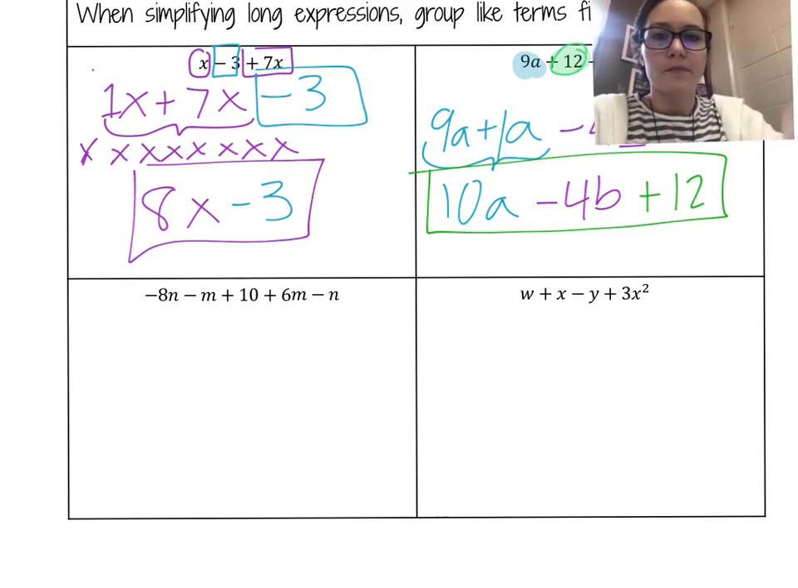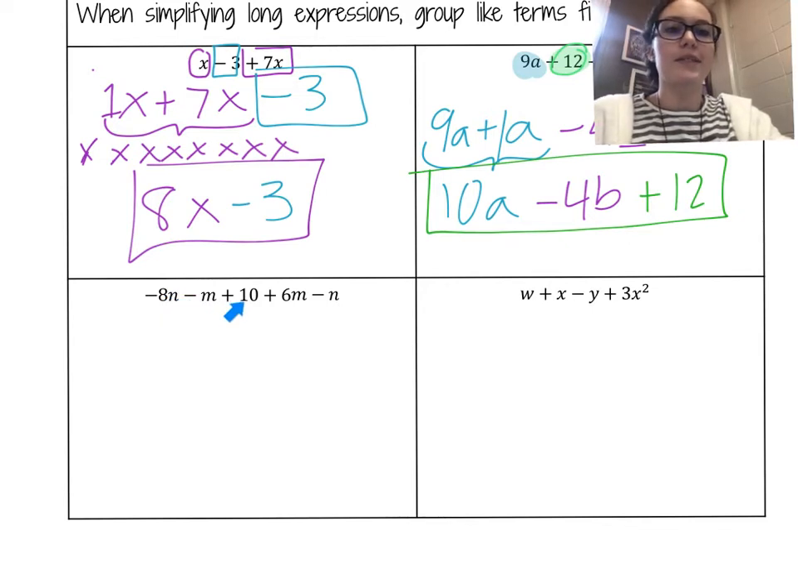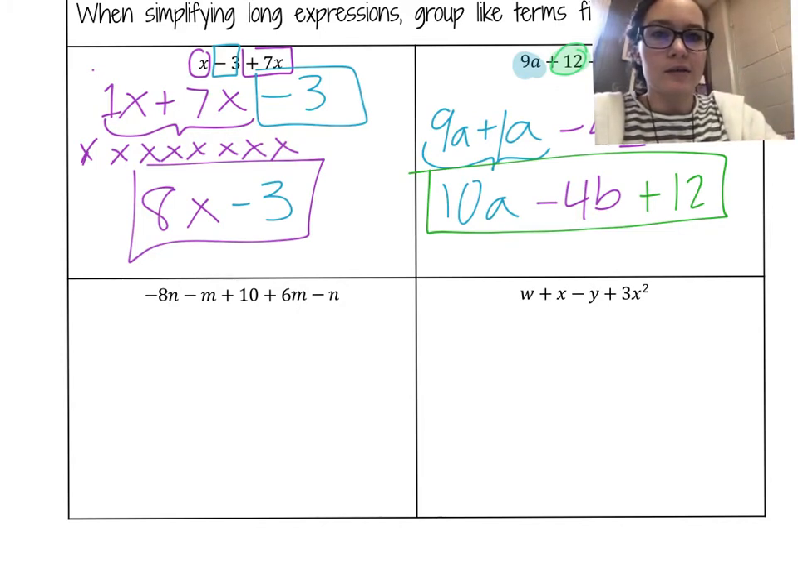Okay. So now we have negative 8n minus m plus 10 plus 6m minus n. So I'm just going to highlight my ones that are the same. This one has an n. Here's an n. This one has an m. This one has a plus 6m. Then plus 10 is just hanging out by itself.